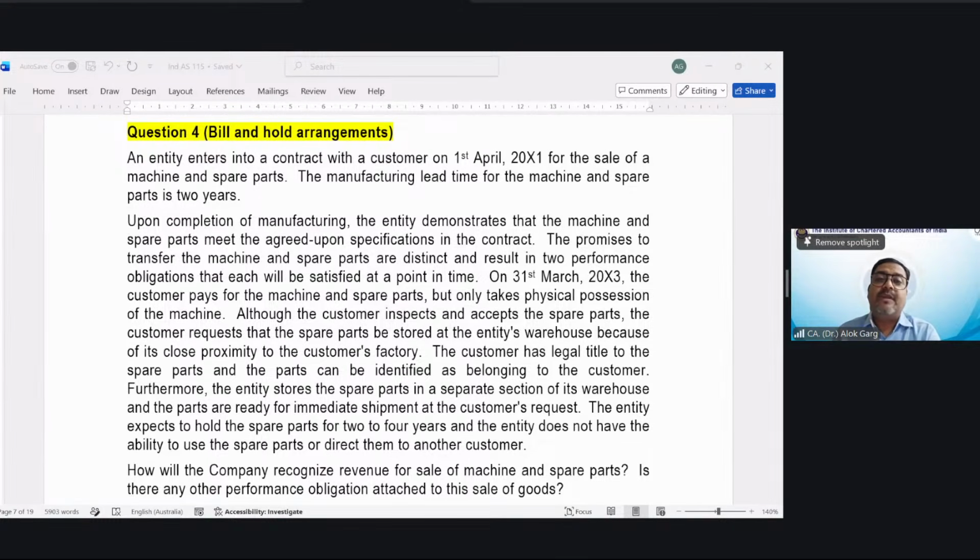Number two. What is number two? The product must be identified separately. Whatever this entity is selling, like I am selling a car to Monica, the car is a product which can be identified separately, right? So that is number two. Number three, the product must be ready for physical transfer currently, right? In the present condition.